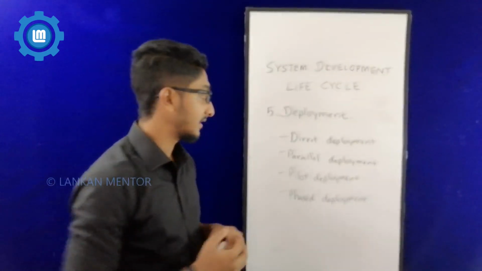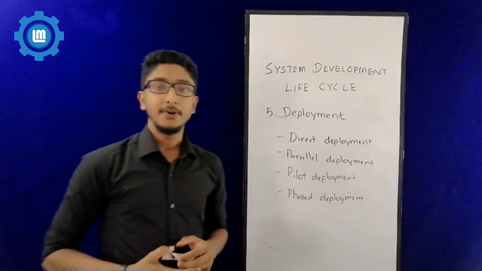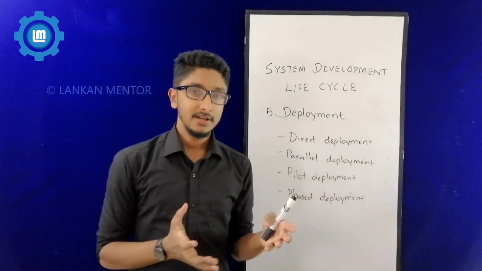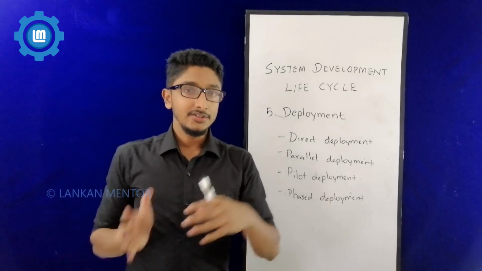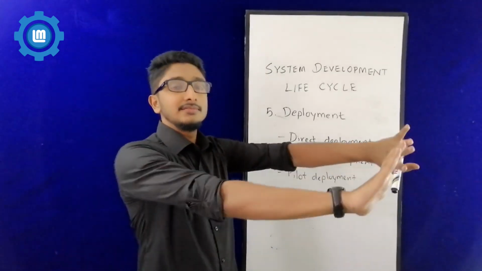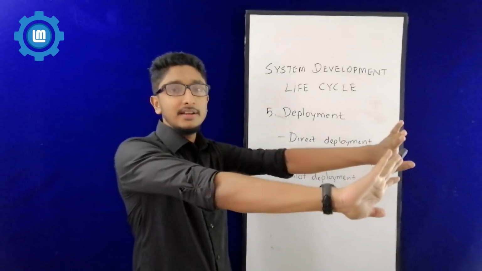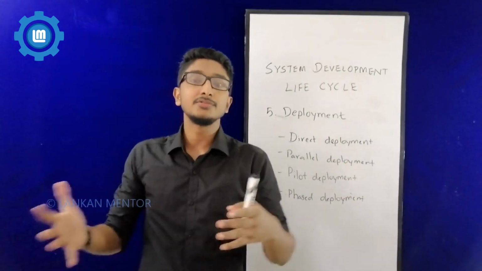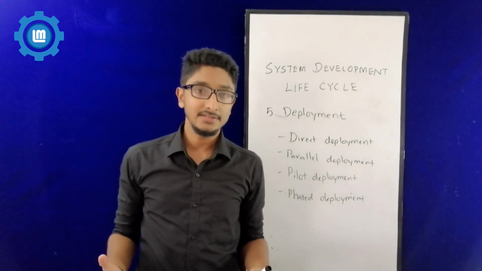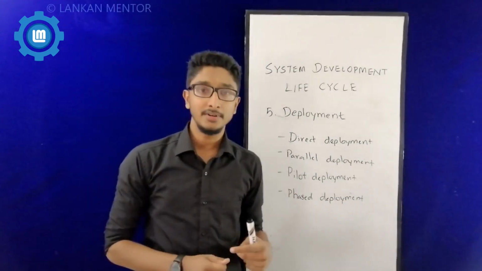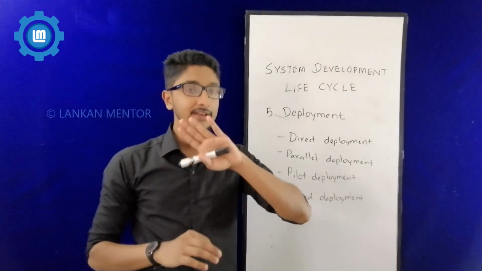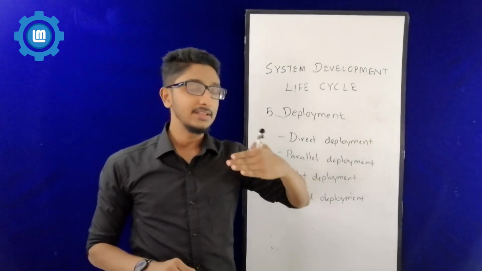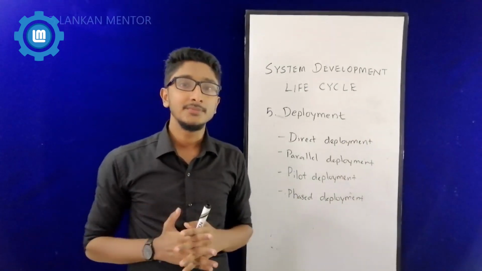Direct deployment means you have an existing manual system, and now you have a software. You totally put aside the manual system, you eradicate it and use the new computerized system. That is direct deployment. You never touch the manual system again. The manual system is put away, and you use the computerized system.